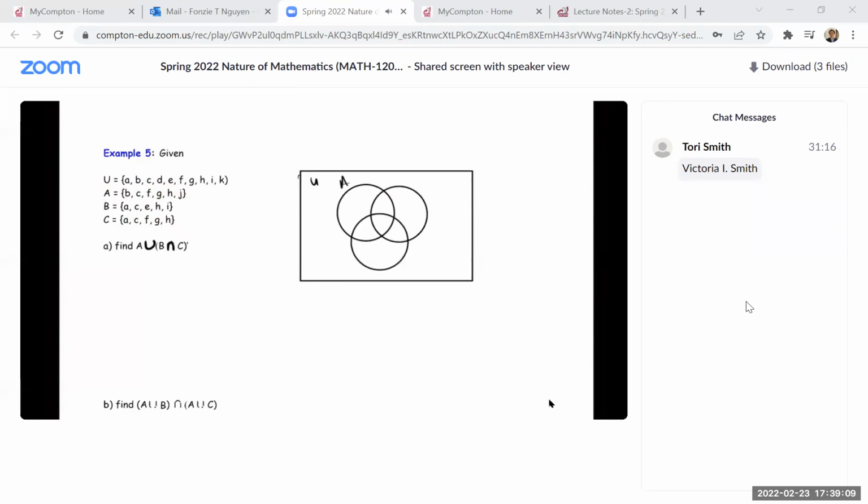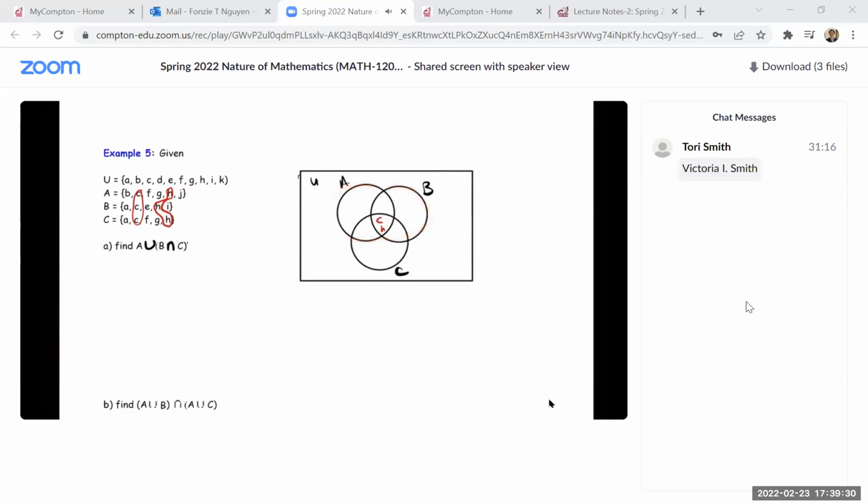All right, so we got A, B, C. Let's do the three overlapping numbers first. So C and H. H, it's in the middle. All right, so C and H. Now let's just focus on A and B.